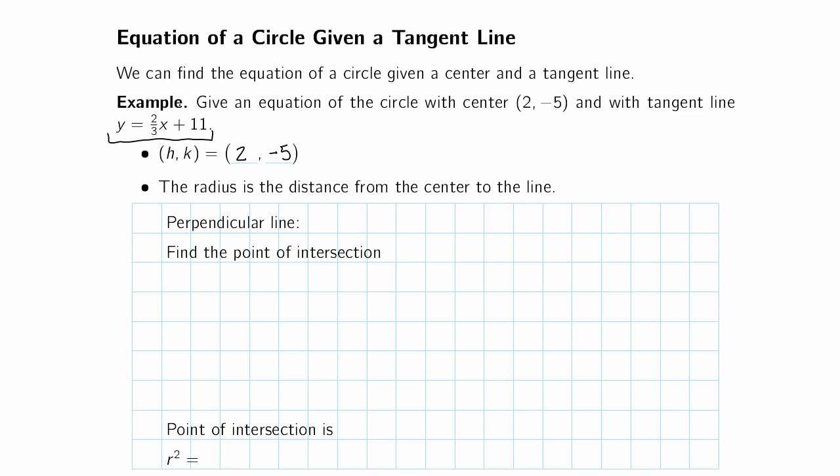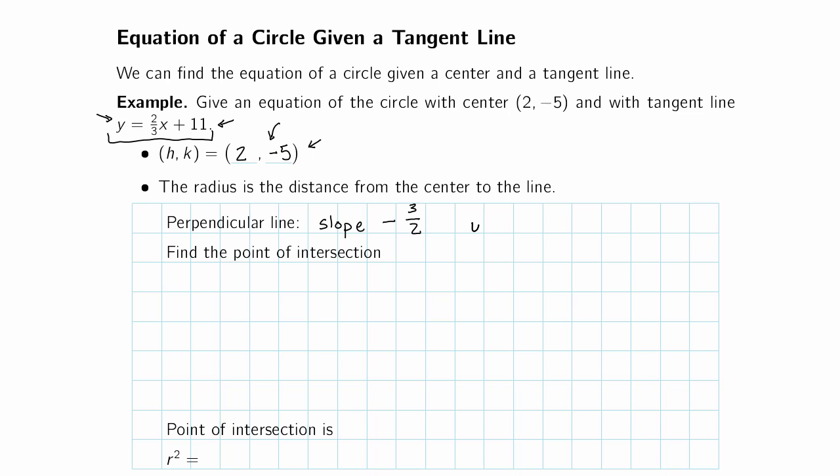In order to do that, we need to find the distance between this point and this line. We remember how to do that. Our first step is to find the equation of the line perpendicular to this one through this point. And that line will have slope... This line has slope positive 2/3. So the perpendicular line will have a negative slope. The reciprocal of 2/3 is 3/2. The perpendicular line will have slope -3/2.